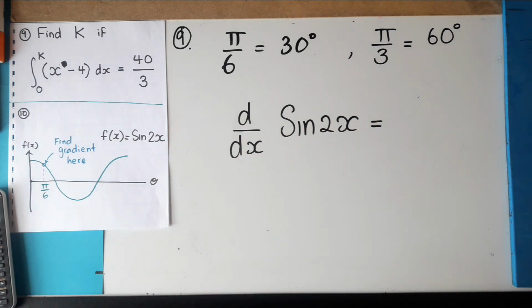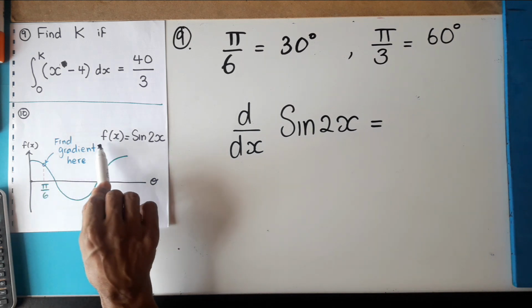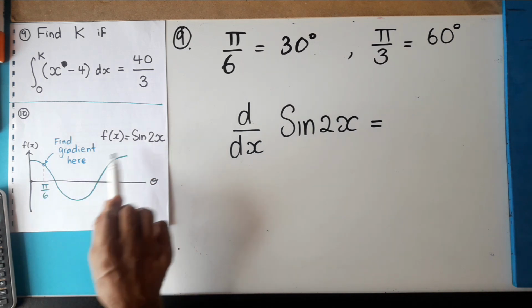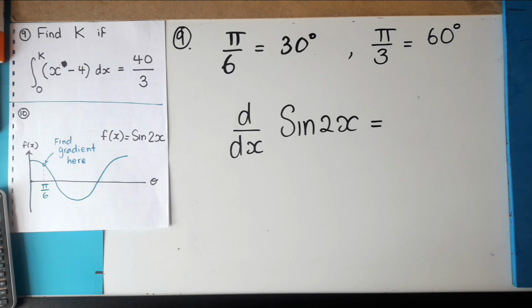Now, when you hear the word gradient, the first thing that should come to mind, especially if you do the maths, is differentiation. Because when you're differentiating something, you're already finding the gradient or an expression for the gradient. So all they want us to do in this question is to differentiate this and then replace x with pi on 6. That's all they want us to do.